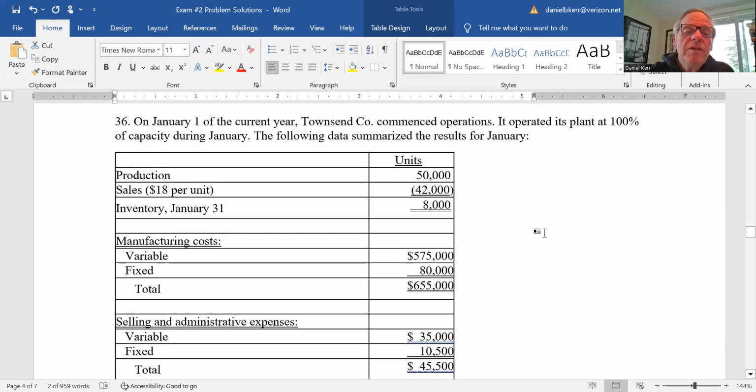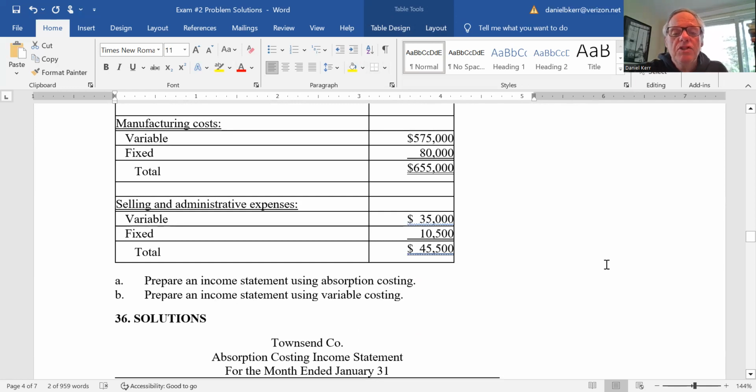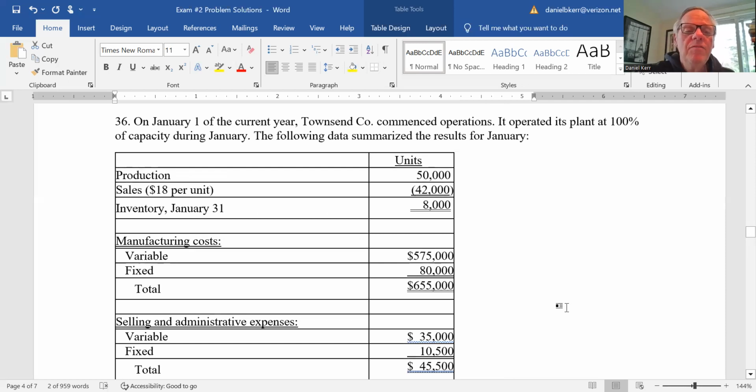Next one, they give you the results, and you've got to prepare an income statement using absorption costing and using variable costing. Now, some of the information is going to be the same for each of these. You know there's going to be a difference here because you produced 50,000 and you only sold 42,000. So you're going to have 8,000 units in ending inventory. And when you use absorption costing, those 8,000 units of ending inventory are going to include an amount of fixed overhead. Since there was no beginning inventory, because it's a brand new operation, you can assume the inventory increased by 8,000 units.